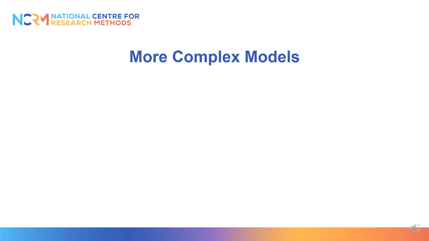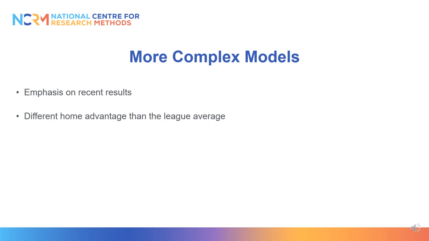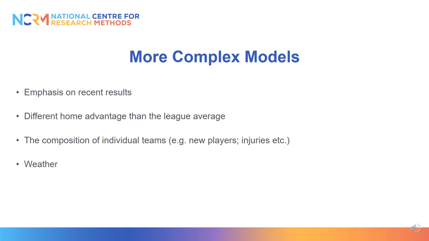More complex models. These models use data for the whole season, but could we put more emphasis on more recent results? We might also consider that some teams have a better or even worse home advantage than the league average. Also, there's no information on the composition of individual teams. For example, new players may have joined during the season, or some influential players may be injured. It might even be advantageous to include other information, for example, on the weather, or even the state of the pitch. Stenhouse Muir, for example, and a small number of other clubs play all of their home games on synthetic pitches.